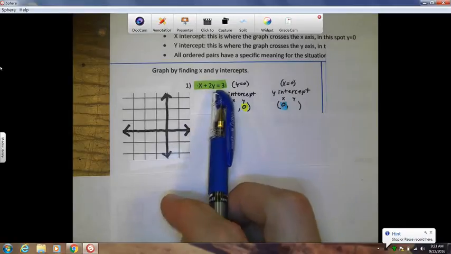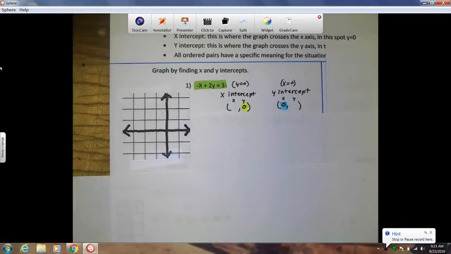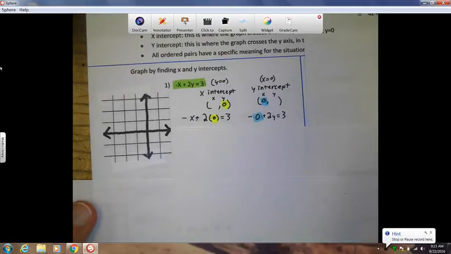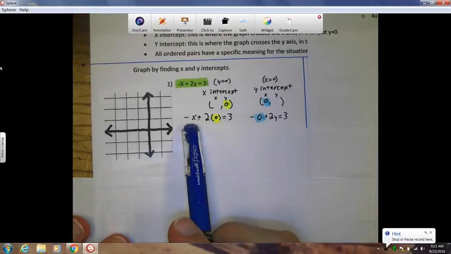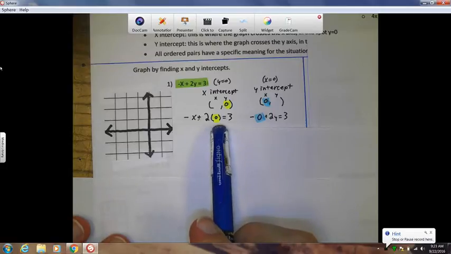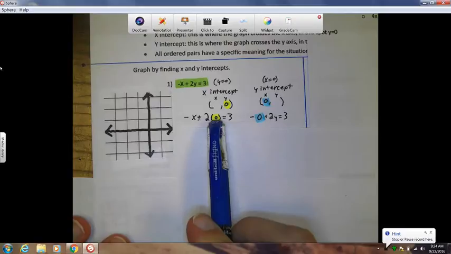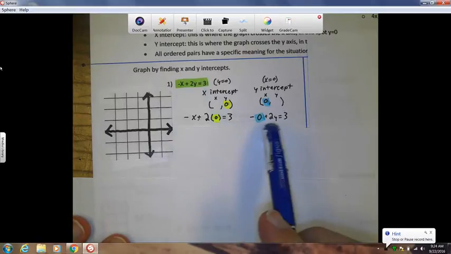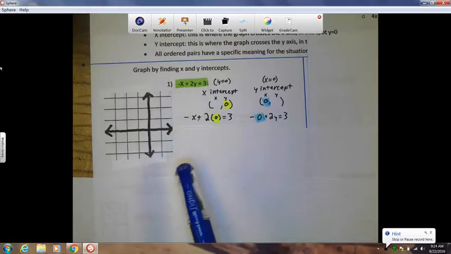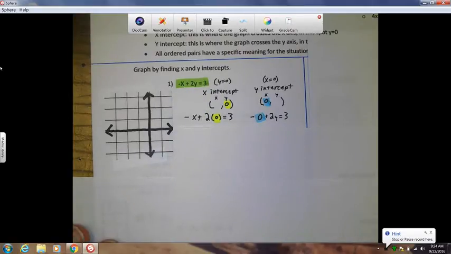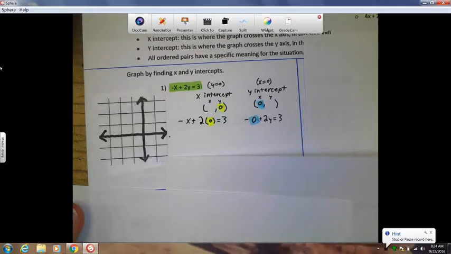To find my x-intercept, I write the equation exactly as it's written, only instead of y, I put 0. And for my y-intercept, I write the equation exactly like it's written, only instead of x, I put 0. So that's how you solve to find these 2 points. Now I'm going to have to solve those.